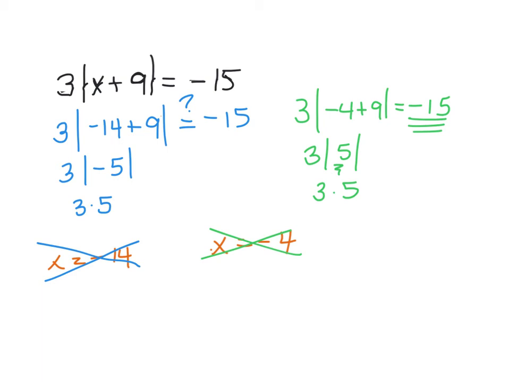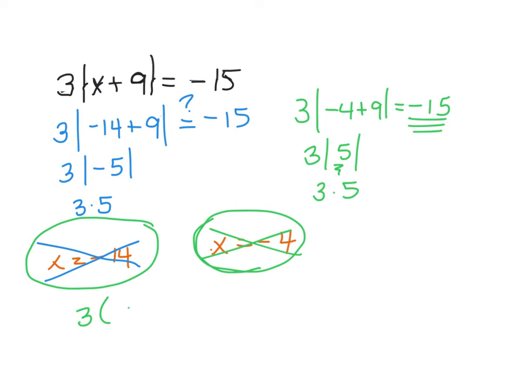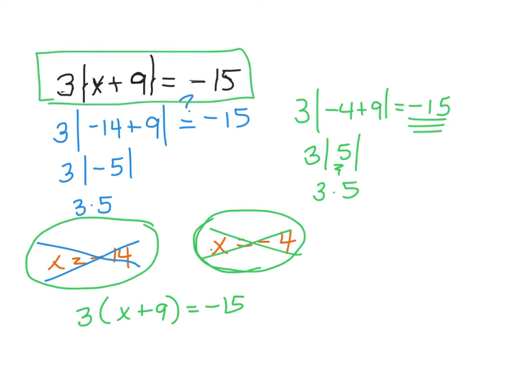And this is why I tell you to check as the last step, because sometimes we can come up with perfectly nice solutions that look like solutions, but they're not actually solutions to the equation. They are solutions to 3 times x plus 9 equals negative 15, but they're not solutions to this. So we have to be careful to check. And let's break this down and figure out why this had no solutions.